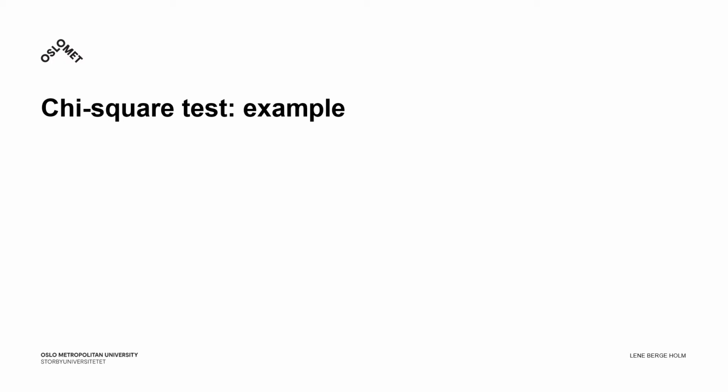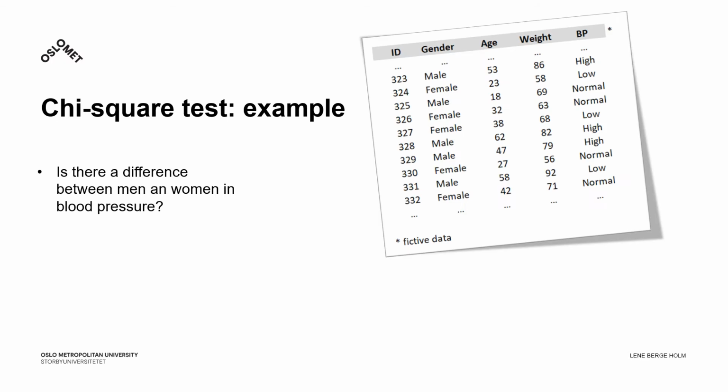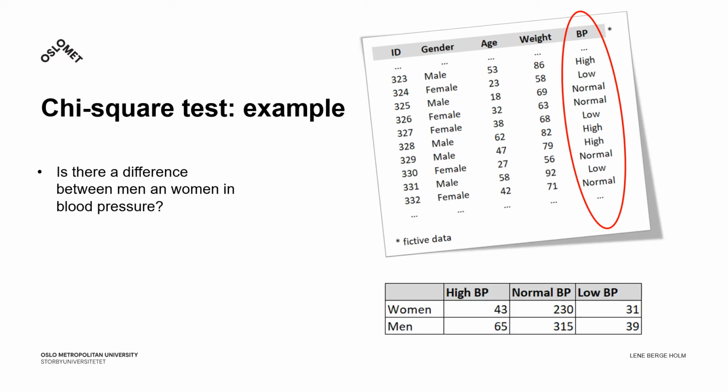I will show you an example. I want to know if there is a difference between men and women in blood pressure. We have used this example previously as well, but now if you see in my table here, my raw data file, you can see that the blood pressure is not continuous now. It is categorical with three different categories: high blood pressure, normal blood pressure, or low blood pressure. So what I want to do is to organize my data into a table like you see here.